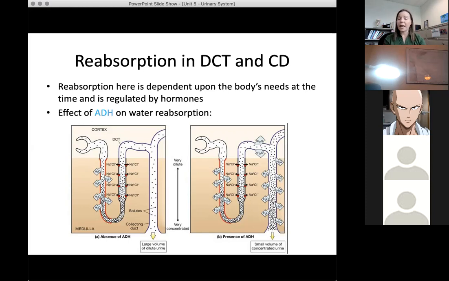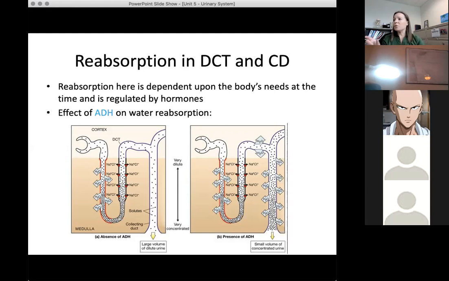And remember, it's dependent upon hormones, the 3 hormones that I mentioned a second ago, and they're listed again here. It's aldosterone, antidiuretic hormone, and atrial natriuretic peptide. The first 2 are secreted due to low blood pressure.